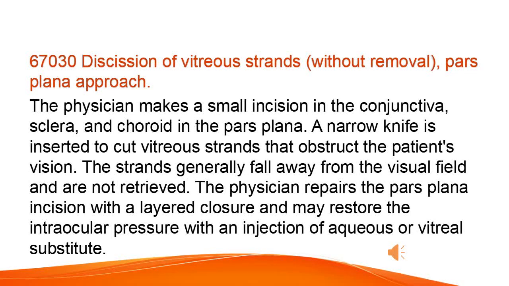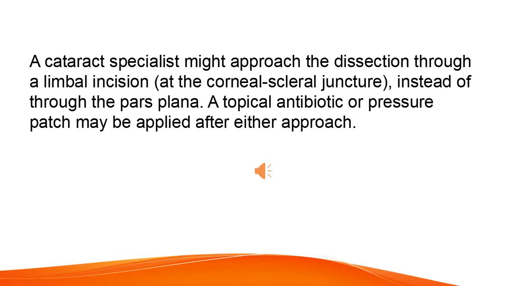The physician repairs the pars plana incision with a layered closure and may restore the intraocular pressure with an injection of aqueous or vitreal substitute. A cataract specialist might approach the dissection through a limbal incision, at the corneal scleral juncture, instead of through the pars plana. A topical antibiotic or pressure patch may be applied after either approach.